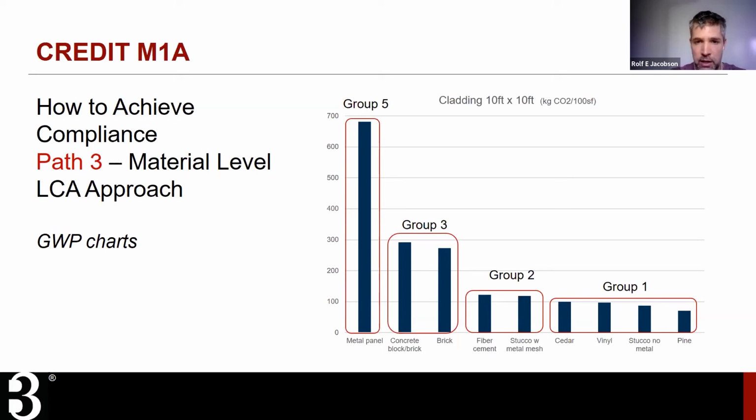For cladding here, we can see the metal panels are well above everything else in the field. Concrete block, concrete brick, and brick are also very high. And then we have a bunch towards the bottom: fiber cement, stucco, cedar, vinyl, and wood. These are given just kind of group classifications, those group numbers 1, 2, 3, 4, 5.